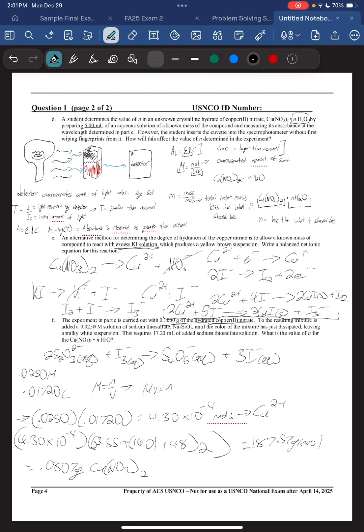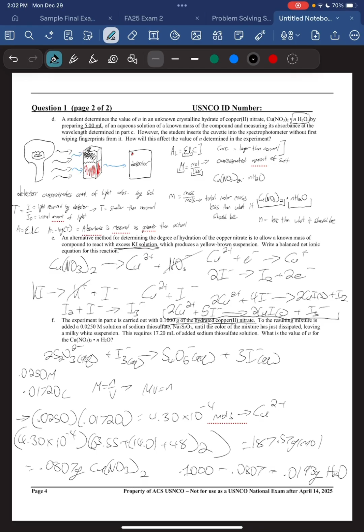But that's just the anhydrous copper nitrate. We have to subtract that amount to find the actual mass of water. So if we do 0.1, which is our initial mass of the hydrated, minus the mass of our anhydrous, we'll get 0.0193 grams of water.